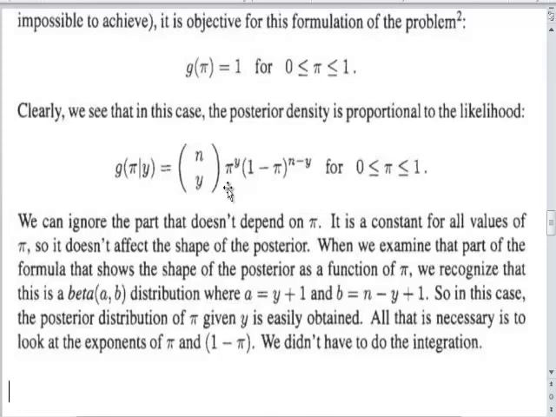And now when you differentiate this with respect to pi, it will be y divided by pi minus n minus y divided by 1 minus pi. And if you do a little bit of manipulation with that first order condition, you will end up with pi hat equals y over n. The maximizing value of pi will be y over n. So the maximum likelihood estimator of pi is just y over n, the observed frequency, which is a reasonable estimator.